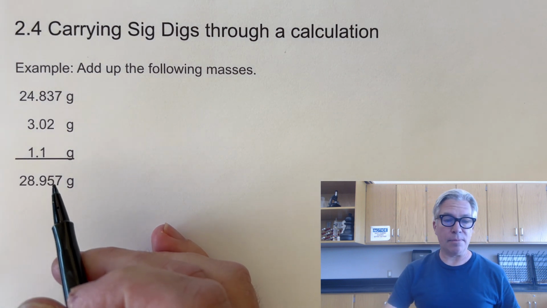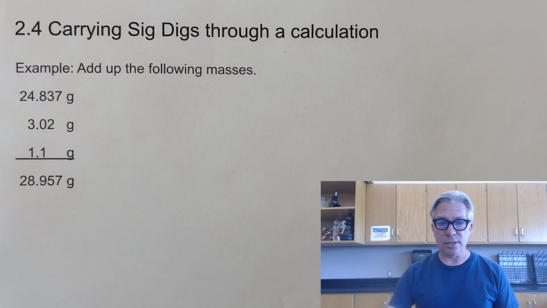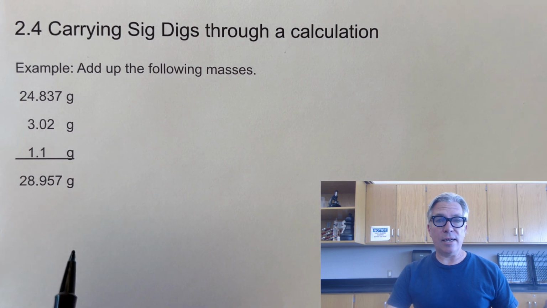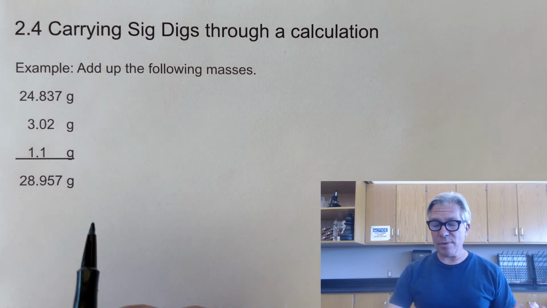So we add them all up, and up until chemistry class, most people would just grab their calculator, start hammering away on it, and they get this 28.957 and write it down, move on, and not even think about it. However, this is where we have a problem.